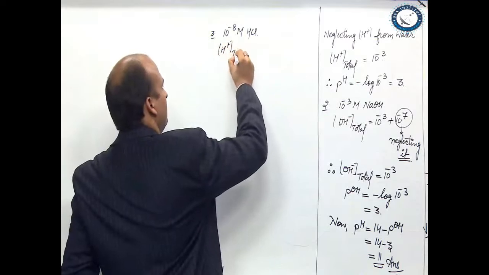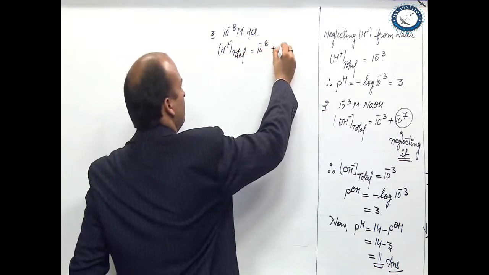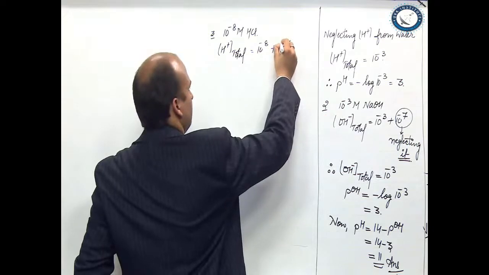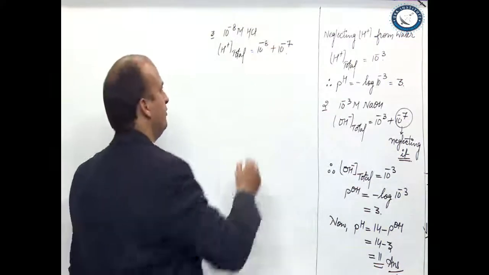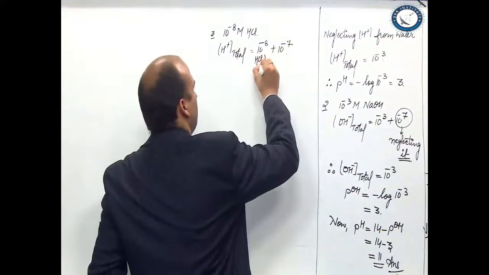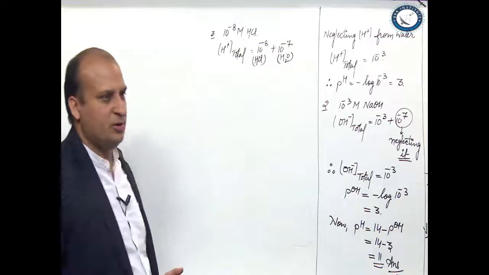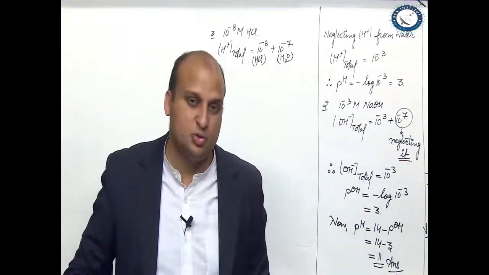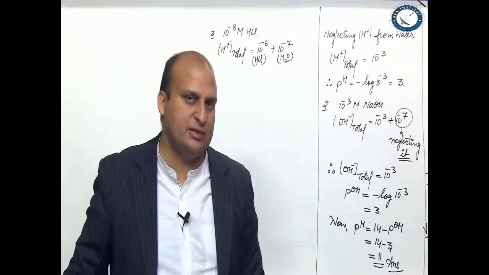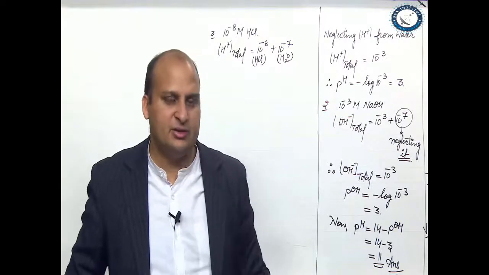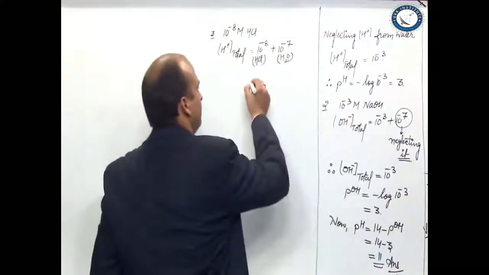the H plus total will be 10 raised to power minus 8 plus 10 raised to power minus 7. Here I cannot neglect this part. This is from HCl and this is from water. Now, you know what normally people do is, the first mistake that the students do is take the pH to be 8, which is not possible because HCl is an acid. The second mistake that they commit is, they simply add it up.